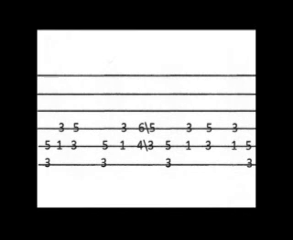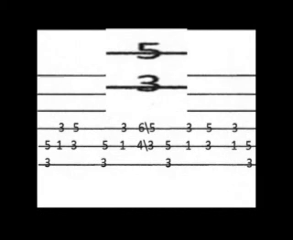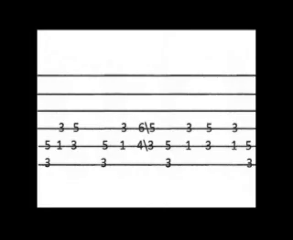This next tab is going to be a lot more fun for you. Here you get to play 2 strings at once. This is the famous Deep Purple song, Smoke on the Water. When you see 2 numbers right on top of each other, as in this tab, those 2 strings are played at the same time. So here is how this tab is broken down.